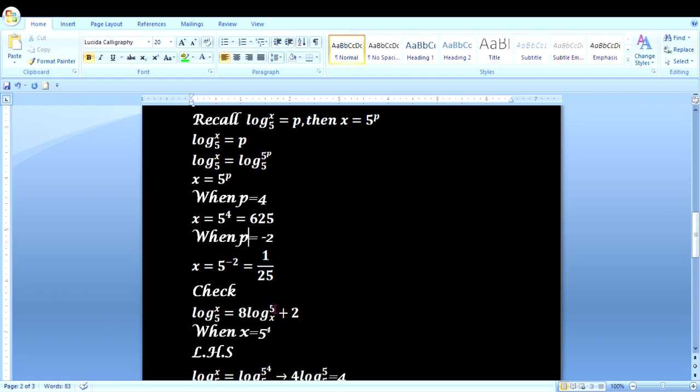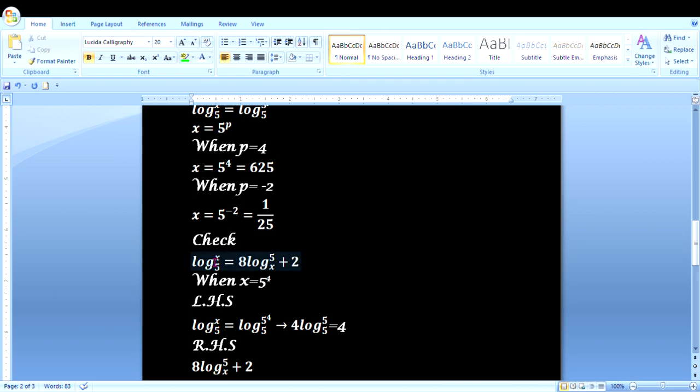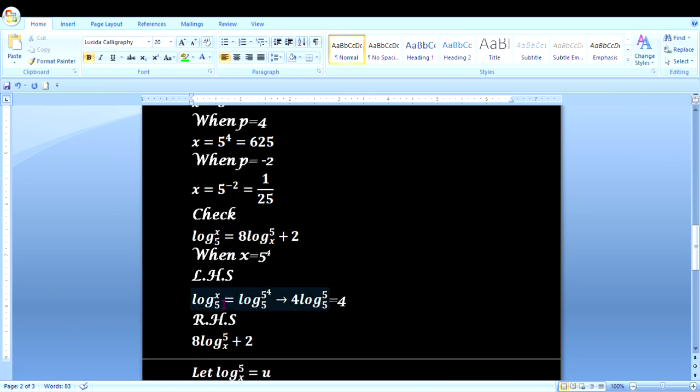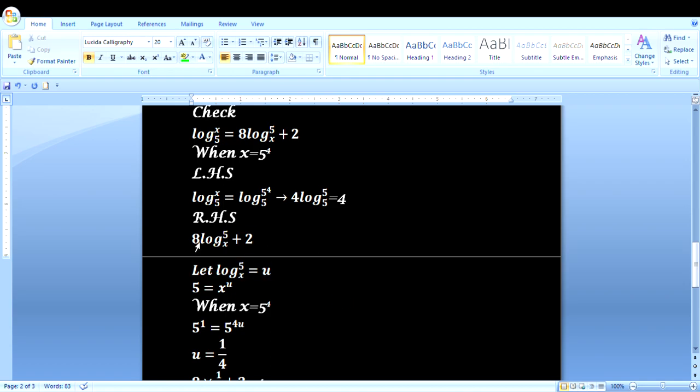Now we can also check to see whether we are absolutely correct. From the left hand side, we see log x to base 5, but x is 5 raised to power 4. This becomes log of 5 raised to power 4 to base 5. Transferring this 4 back here, this is 4 log 5 to base 5, which equals 4. Then let's look at the right hand side, which is 8 log 5 to base x plus 2.